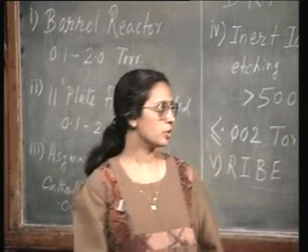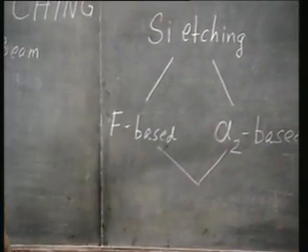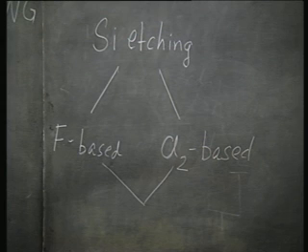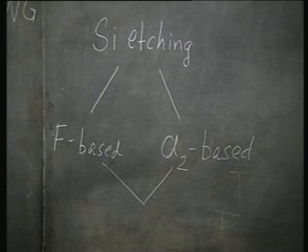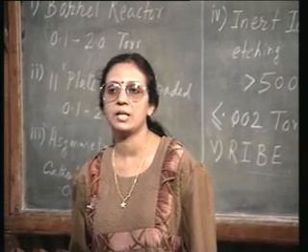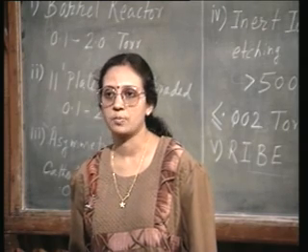So, it is also possible to have a route which is a merger of the two. I can have in the feed gas a combination of chlorine and fluorine to tailor the etch profiles. By varying the feed gas composition, I can go from completely isotropic to completely anisotropic profile. So, this is what we are going to explore in the next class.